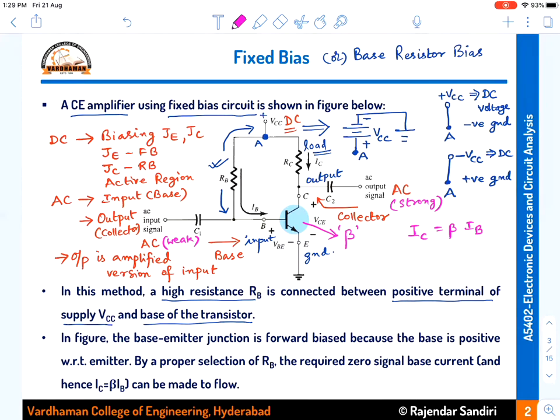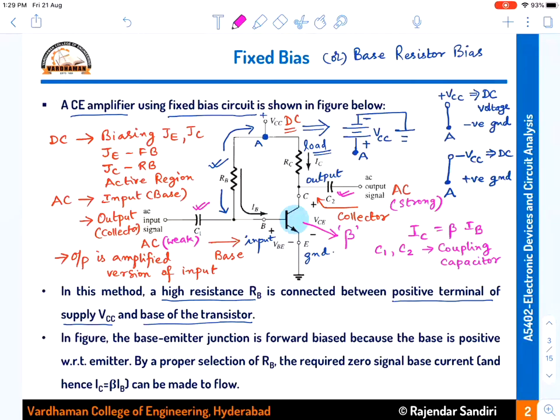Now what is that AC signal? We are connecting it to this transistor through a capacitor. This we call a coupling capacitor, and output is taken at the collector and it is taken to the load through another capacitor, which is C2. So this C1 and C2 are called coupling capacitors. Coupling capacitors means they couple the input AC supply to the base of the transistor.